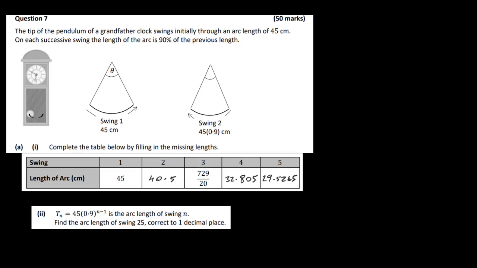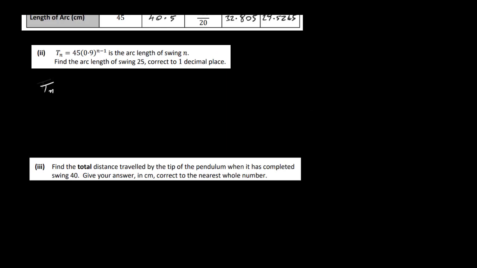Okay, part 2 then, we have Tn is equal to 45 times 0.9. It's reducing by 10% each time, so multiply by 0.9 and then we raise it to the power of n minus 1. Let's just work this out anyway. So we have to find the arc length of swing 25 correct to one decimal place. So in other words, we've got to find T25.